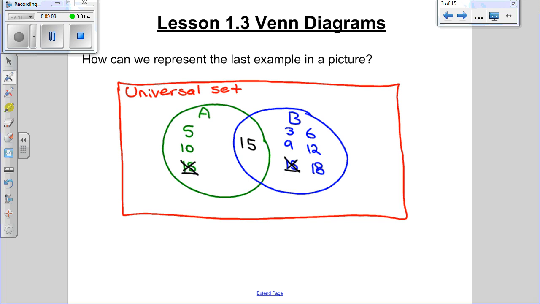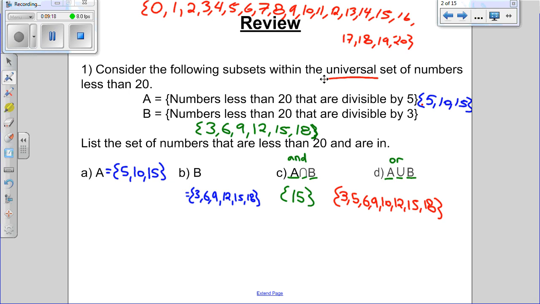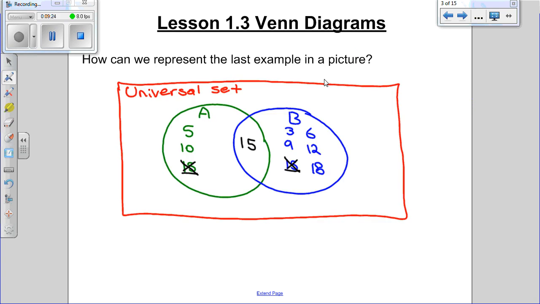There's still a whole bunch of things we're missing. Because if you think about the universal set, it included all of these numbers up top. So that means all those numbers have to be somewhere in our universal set. So anything that wasn't in A or B should be around the outside, filling in the gap around the outside.